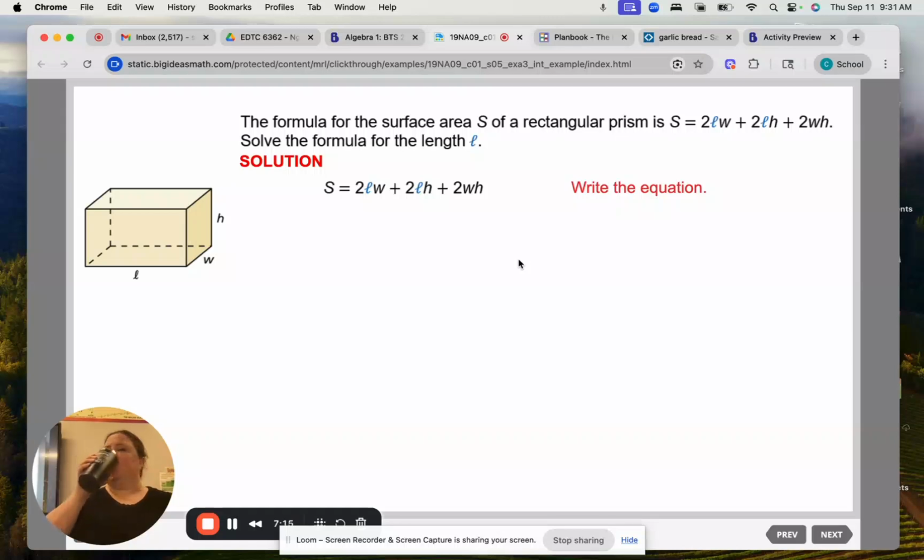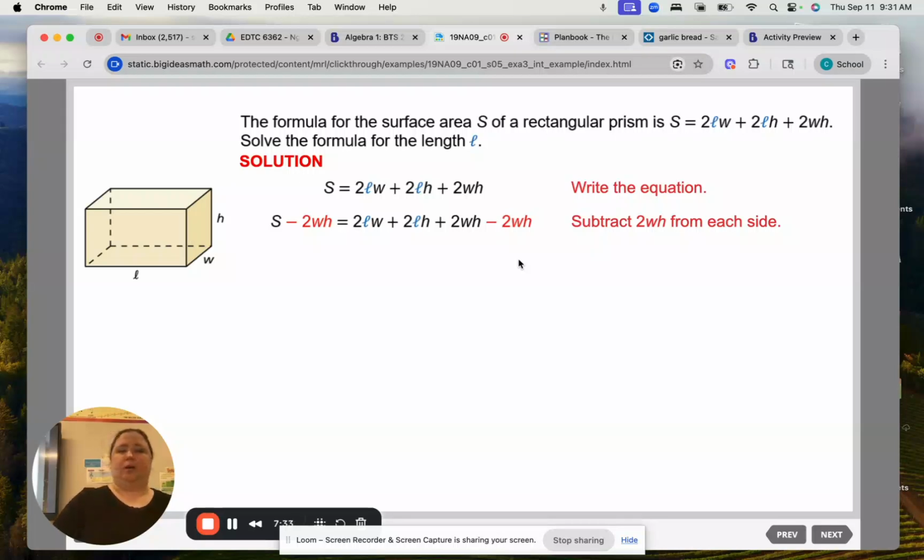We're solving for L. Are there any one of these terms that don't have an L with it? The last one. So the last one we can just move across. How do we move it across? Subtraction. Very good. So we're not going to be able to combine much of this stuff, so you just rewrite it all messy. S minus 2WH equals 2LW plus 2LH. Correct.